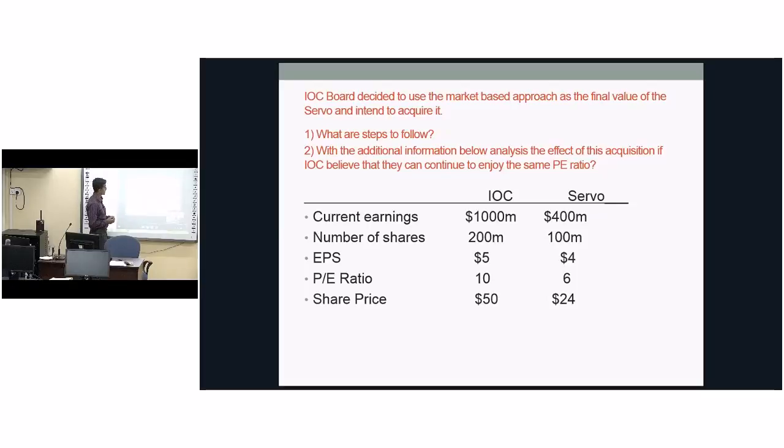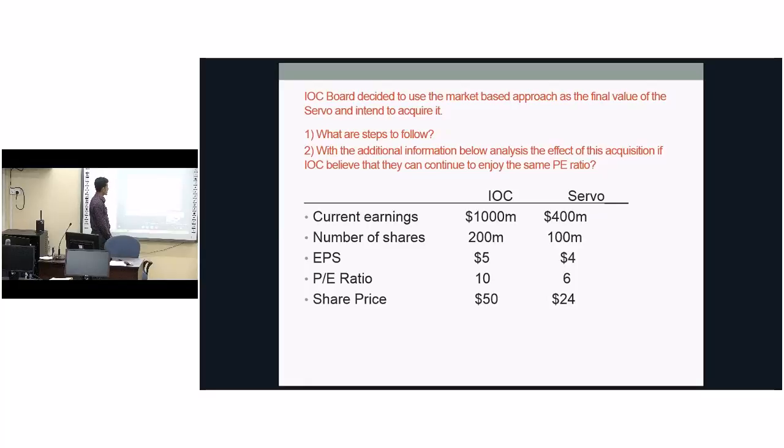If we look at this particular question, this is another mergers and acquisition question. Let's quickly go through it and see how we can get the answers. Now there are two companies, IOC and Servo. The board of IOC has decided to use the market-based approach as the final value of Servo and intends to acquire it. So what steps do they need to follow in order to do so, and with the additional information below, they want you to analyze the effect of the acquisition if IOC believes that they can continue to enjoy the same price earning ratio.